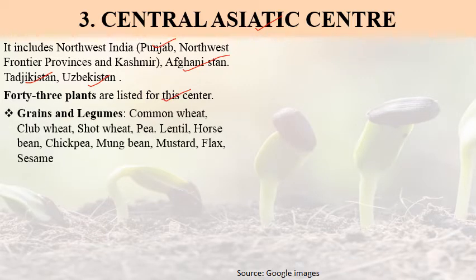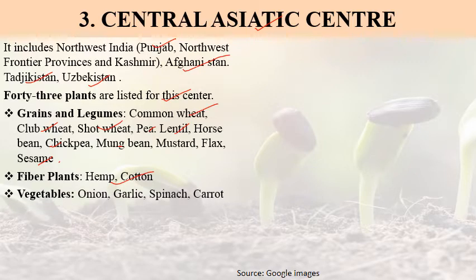Then we have grains and legumes like common wheat, club wheat, shot wheat, pea. Then we have lentil, horse bean, chickpea, mung bean, mustard, flax, sesame. So ये जो grains or legume plants हैं ये यहाँ पे originate हुए हैं. Next we have fiber plants like hemp and cotton which also originated in this Central Asiatic center. Next is vegetables like onion, garlic, spinach, carrot. ये भी यहाँ पे originate हुए हैं.